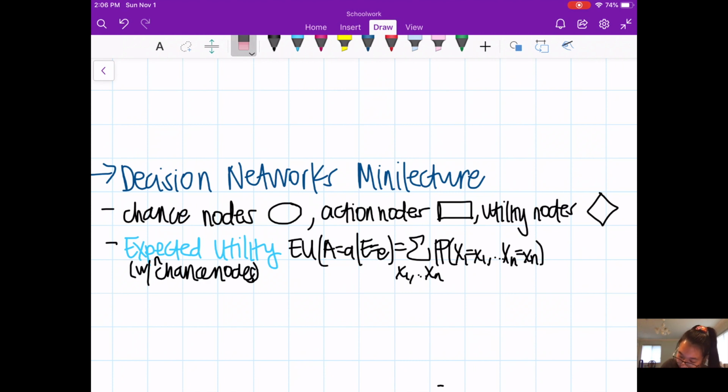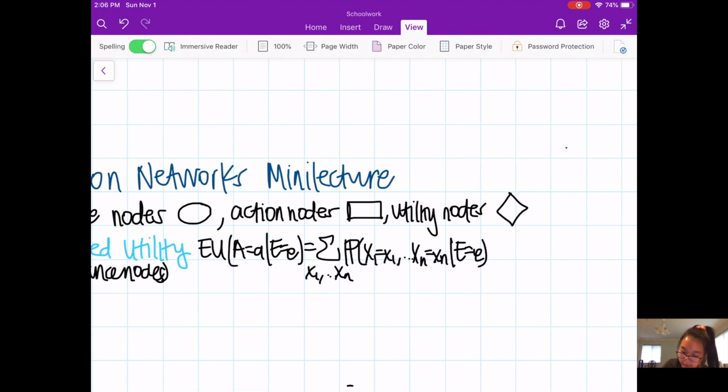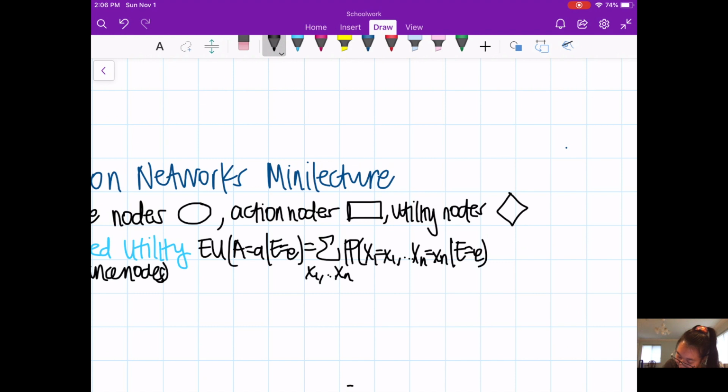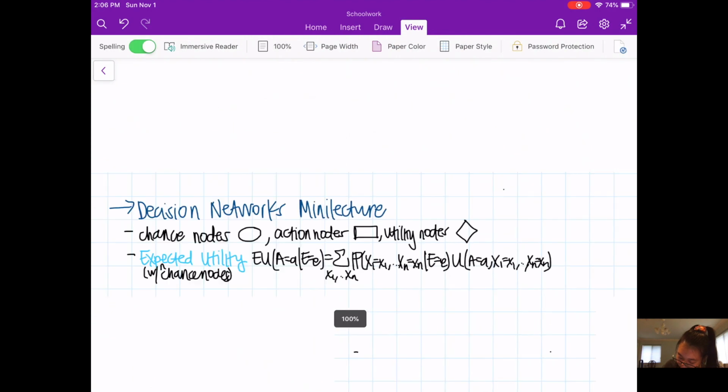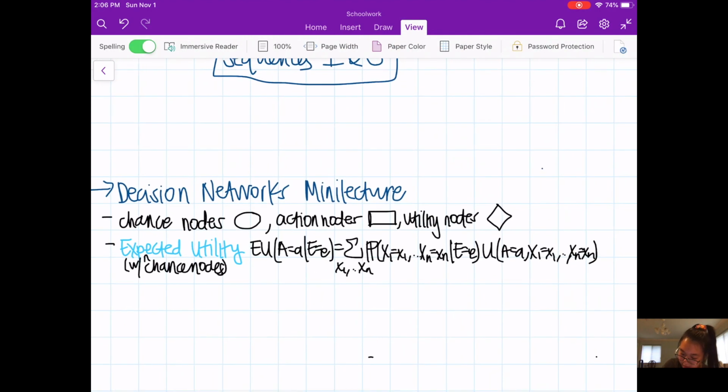given the evidence variable, and then times the utility. Capital U is the utility when you take action A and those chance nodes are true. So this formula will give you the expected utility.